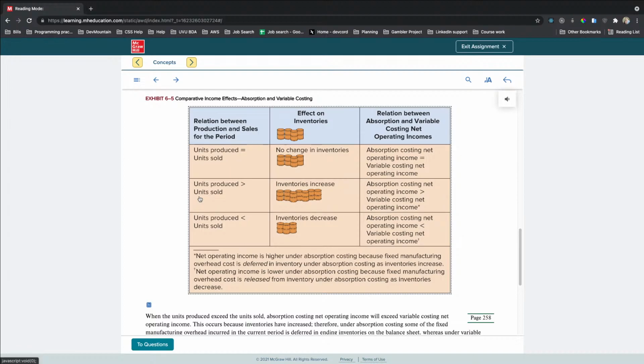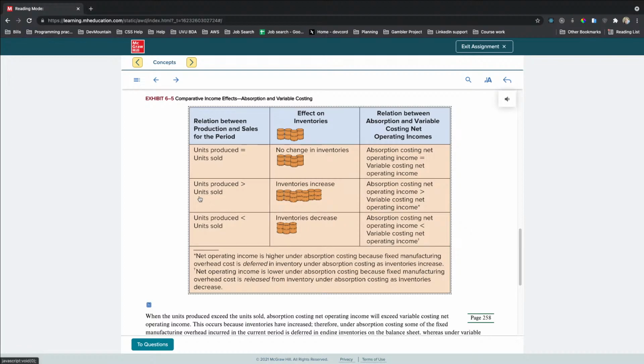So basically what's going to happen is our absorption costing is going to be greater than our variable costing, because our variable costing is going to realize those amounts, right? It's immediately going to tell you, well, you've made this much, and the fixed costs are going to be in your income statement, which are going to increase the amount of costs, which decreases the amount of net income. Whereas absorption costing is going to increase the amount in your inventory, which is going to be withheld. So your net income is going to be higher with absorption costing.